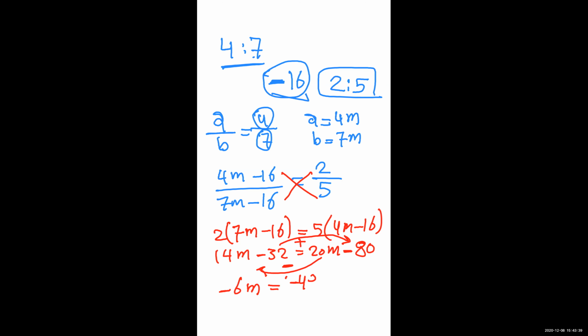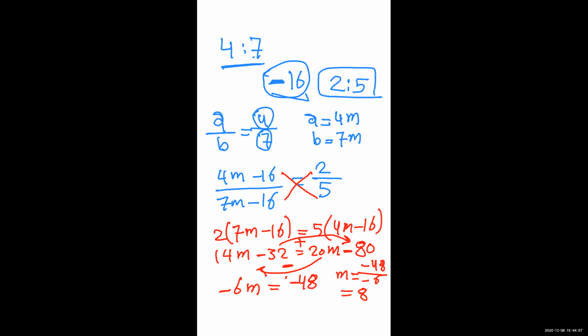So now M will equal negative 48 over negative 6, which will equal 48 over 6. It will equal 8. We are dividing two negative numbers, so the result will be, of course, a positive number, so it will equal 8.